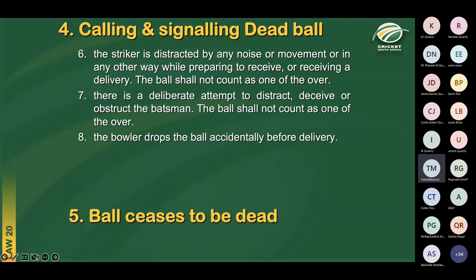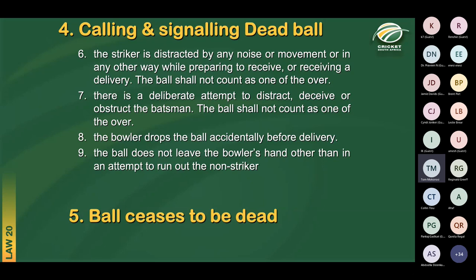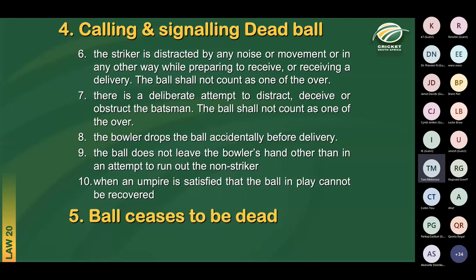If the bowler drops the ball accidentally before delivery, the bowler's end umpire shall call and signal dead ball. If the ball does not leave the bowler's hand, other than in an attempt to run out the non-striker, the bowler's end umpire shall call and signal dead ball. When an umpire is satisfied that the ball in play cannot be recovered, this is an alteration to the previous law of lost ball. Either umpire shall call and signal dead ball.